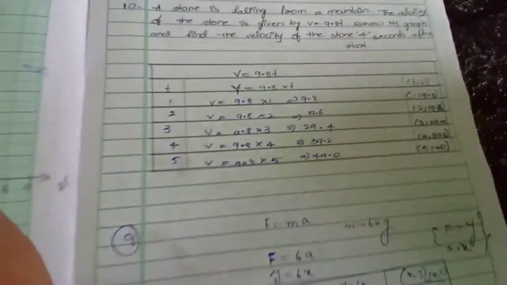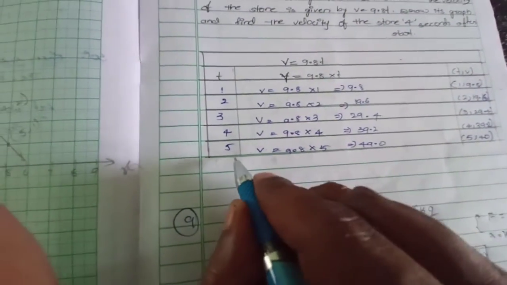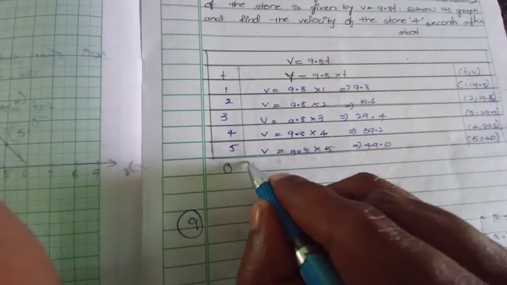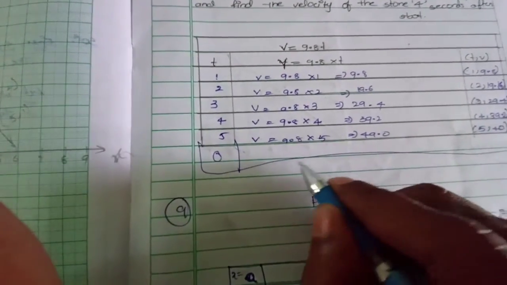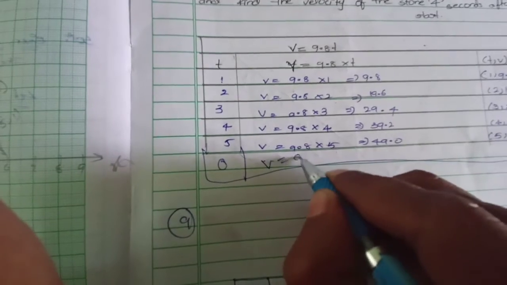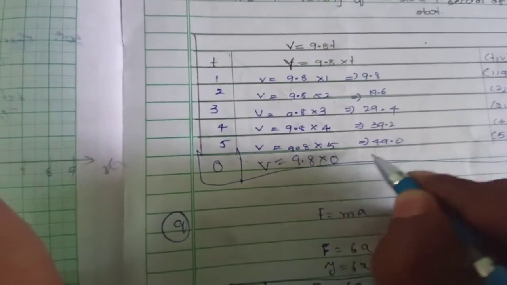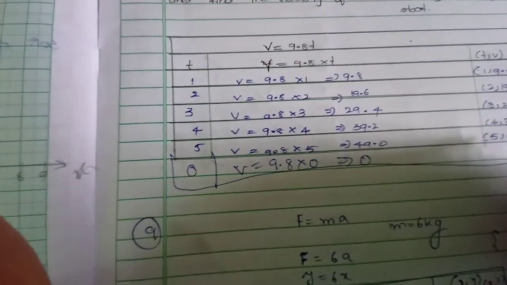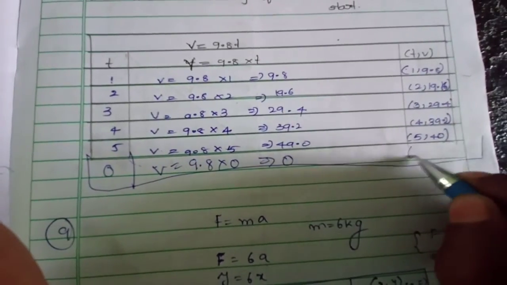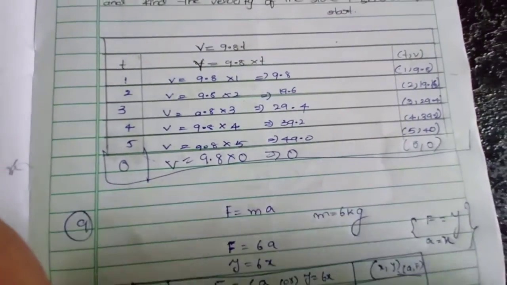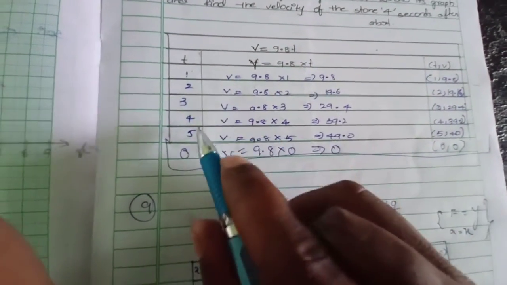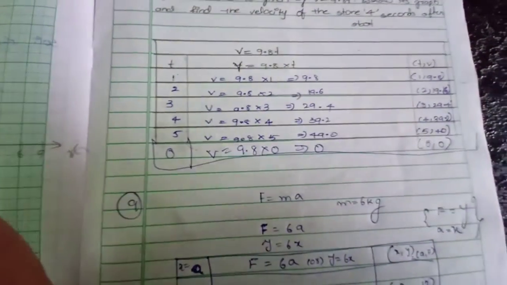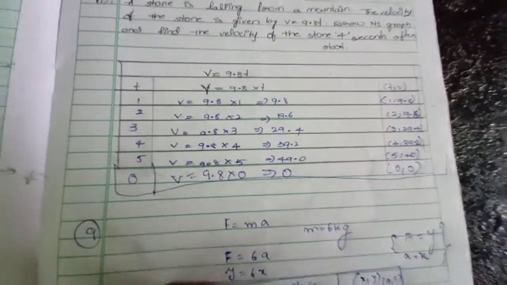Suppose how, if I assume the value 0 here. If I assume the 0, what happens? See, if t equal to 0, v equal to 9.8 into 0, which equals 0. Then x value is 0 and y value also will be 0. That's why you take the values minus 2, minus 1, 0, 1, 2. In that way you get a good graph.